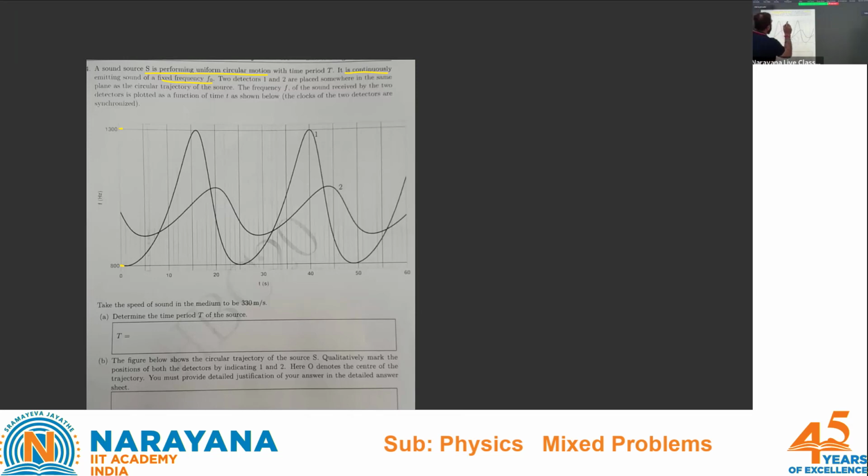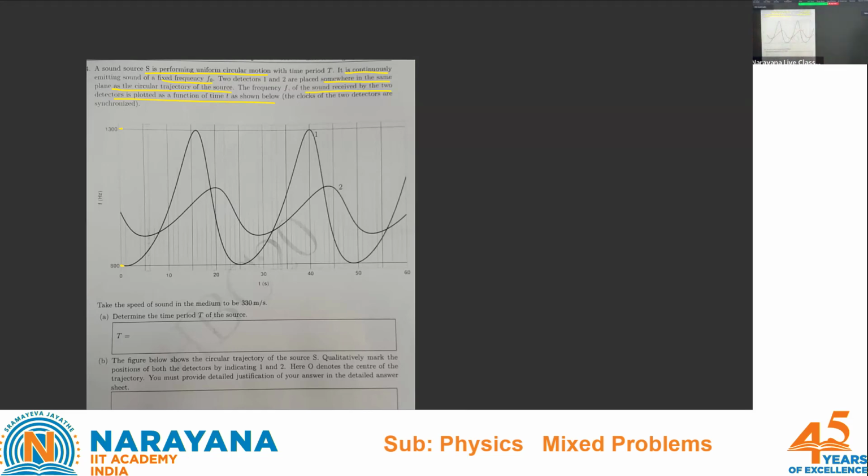So the two detectors are placed somewhere in the same plane as the circular trajectory of the source, and the frequency of the sound received by the two detectors is plotted as a function of time. The clocks of the two detectors are synchronized. The clock is the same, it is a common watch.